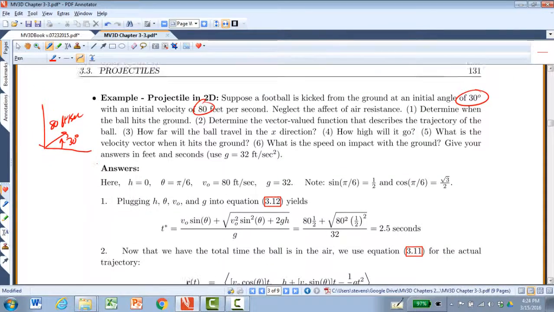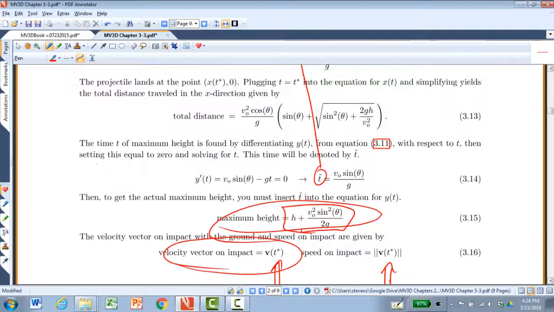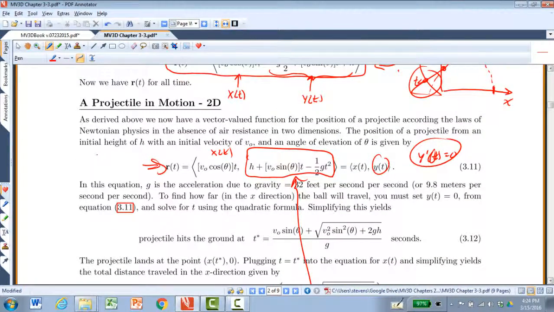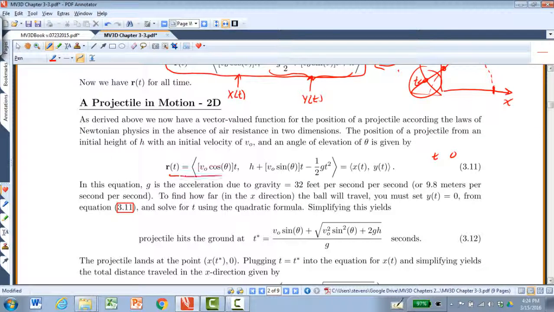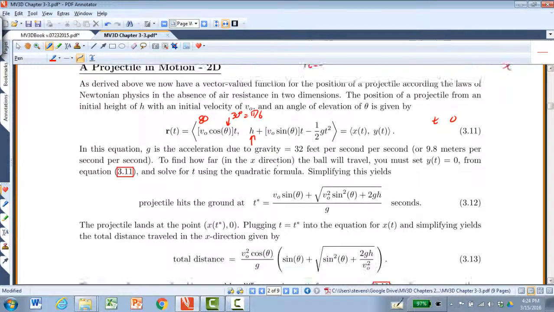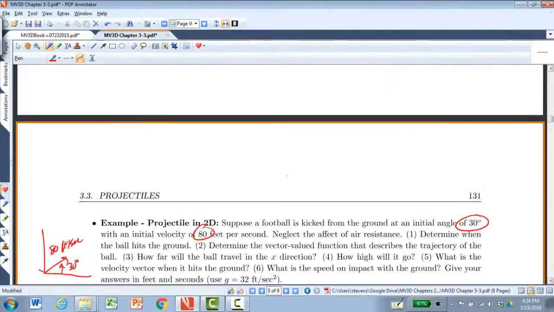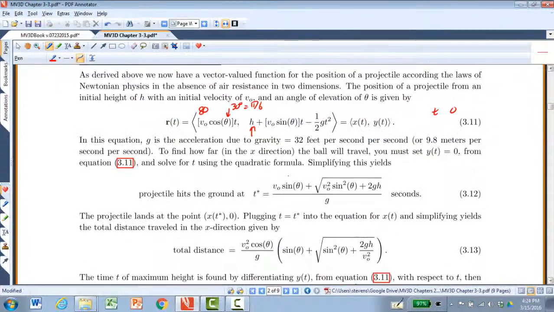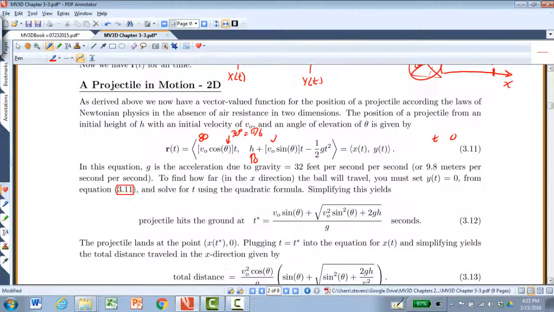So what I need to do, if you go back, you gotta look at this function. I'm gonna reference it, then I'm not gonna point to it again, but it's this thing right here. All right, my initial velocity is going to be 80, that'll be 30 degrees, which is pi over 6. The initial height, I believe, was kicked from the ground, right? Let me just check that. From the ground, so the initial height back here is 0, again 80, 30 degrees.